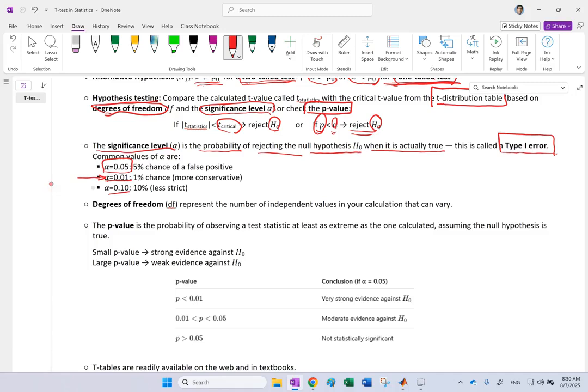And if it's not super critical, you might use a basically bigger alpha. So typically, these two numbers are the most common ones. So that is alpha. And you have to pick a number yourself, the chance of allowing error. Degree of freedom, or DF, is what?